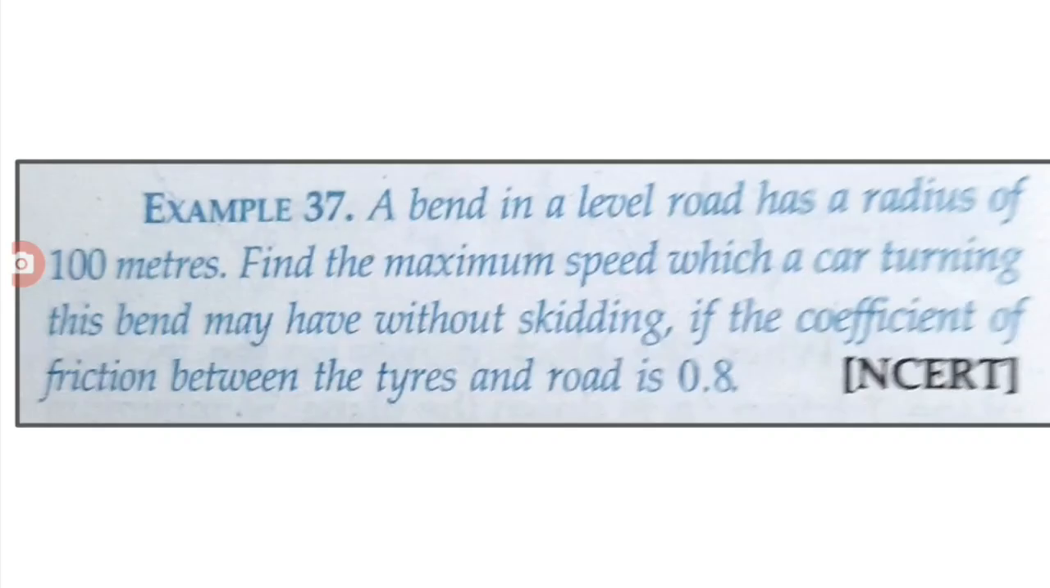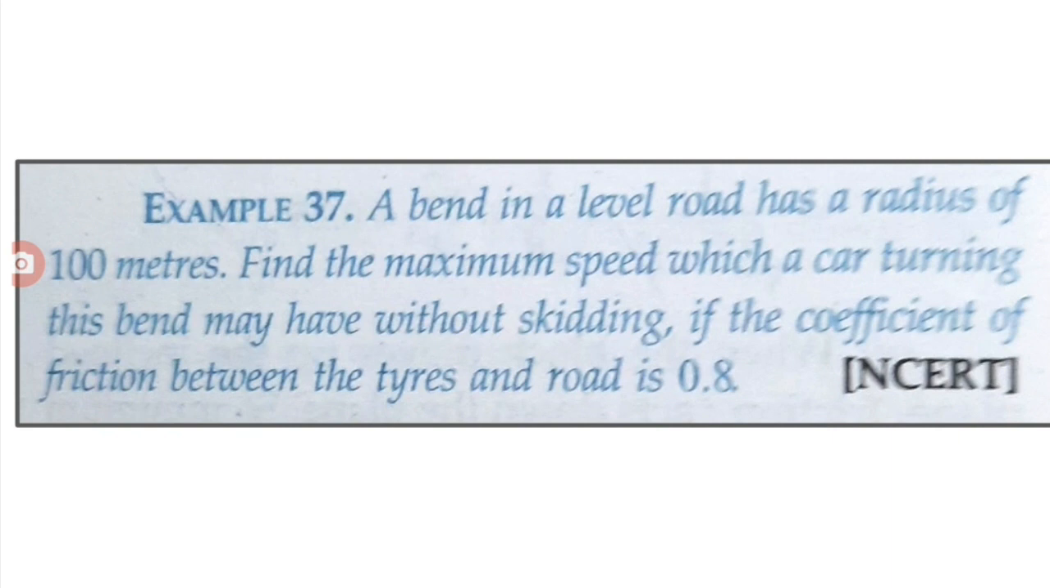Today we are discussing some problems from the topic circular motion of vehicles on a leveled road. Coming to the first question: a bend in a leveled road has a radius of 100 meters. Find the maximum speed which a car turning this bend may have without skidding if the coefficient of friction between the tires and the road is 0.8.